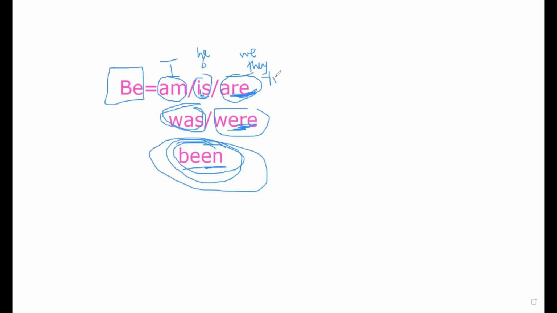You see that? Yes, like that. So you always need to know this. So I was, he was, she was, we were, you were, they were. I have been, he has been, they have been. So that is called the verb to be.